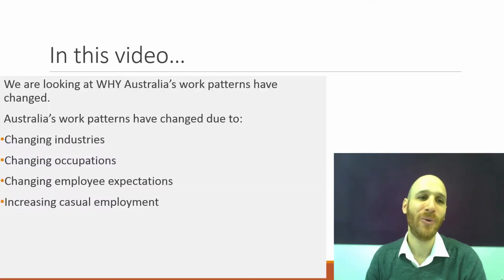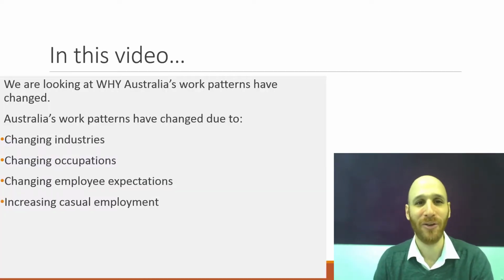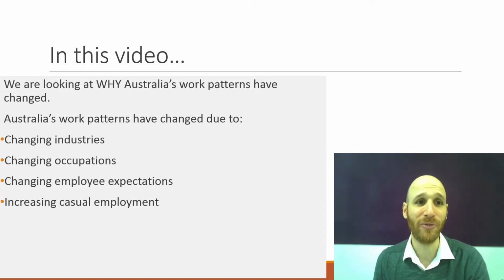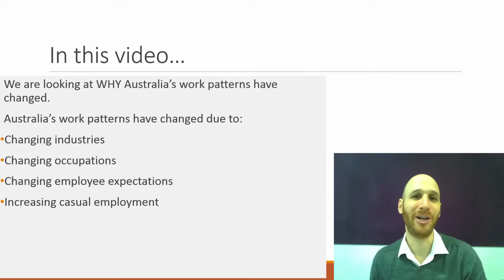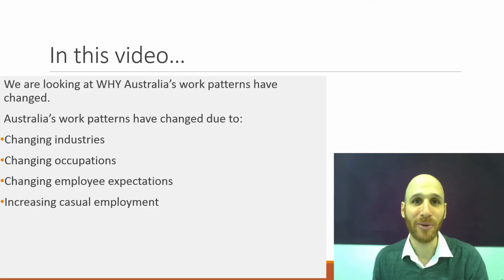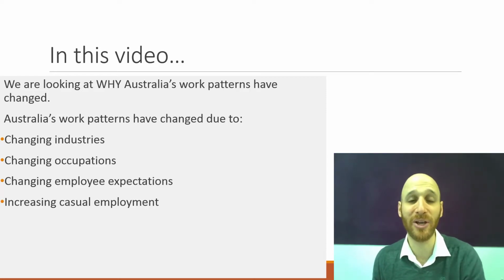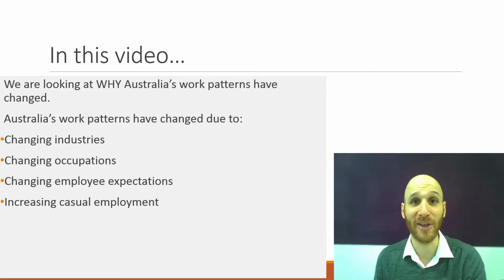In this video we're going to look at why Australia's work patterns have changed. So this is the focus of this video. We're going to look at 4 reasons why work in Australia has changed. These reasons are changing industries, changing occupations, changing employee expectations, and increasing casual employment. So these will be our headings as we go for our content today.